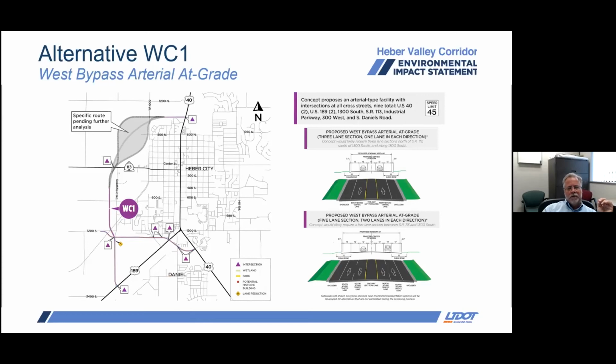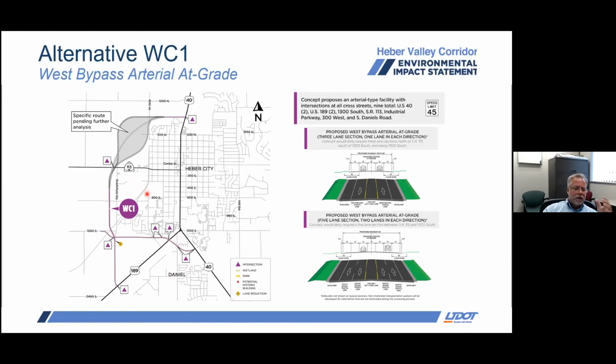The next alternative is our WC1 alternative. This is our west bypass arterial at grade alternative. This is our lowest speed west bypass alternative, and it has the most connections to the local road network, which we once again highlighted with these purple triangles.